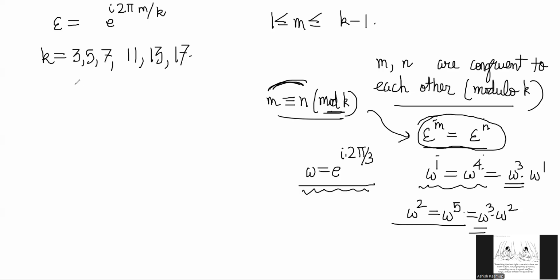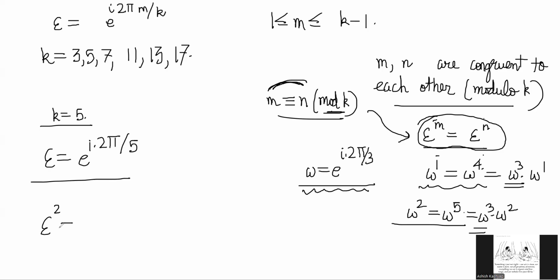So for example, even if k was 5, and epsilon was e power i 2 pi by 5, you can prove that epsilon power 2 will be equal to epsilon power 7 because 2 and 7 are congruent to each other modulo 5, right? Okay, so now we will see what is the advantage of that.